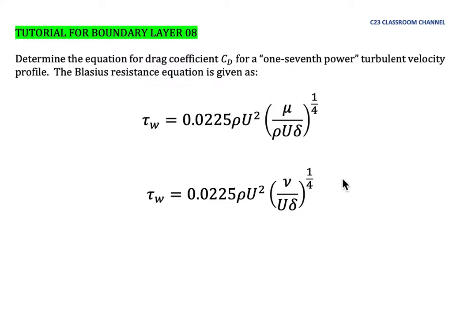but it actually shows the same terms. So sometimes they use mu over rho u delta here, and sometimes it uses nu over u delta. And then you need to understand that mu is equal to rho nu. Okay, please bear in mind the difference between dynamic viscosity and kinematic viscosity here.